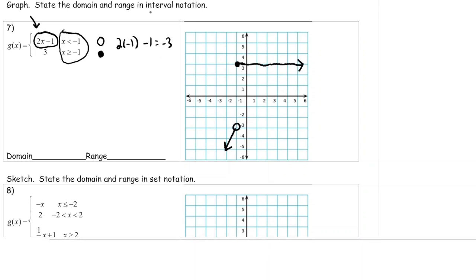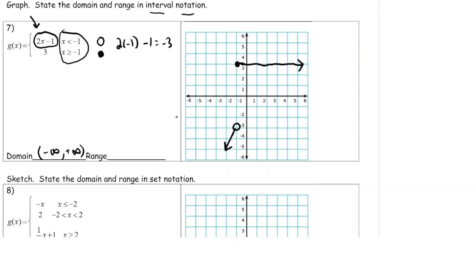So what's the domain? And we want to use interval notation for the domain here. Well, all of our x values are accounted for here because we go x less than -1, but then we go x greater than or equal to -1. So our domain would be -infinity to +infinity. Now, what about the range?